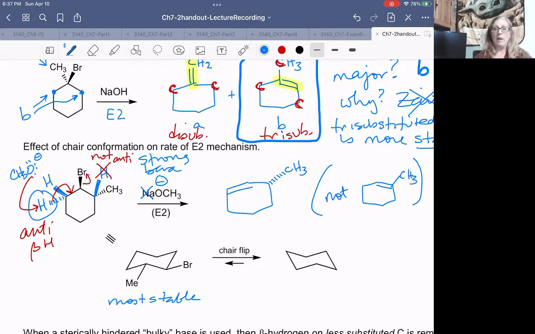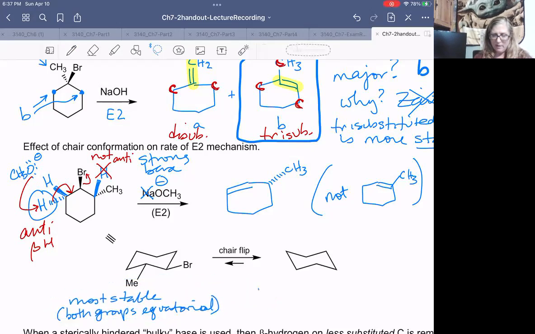And that's because both of my groups can be in what kind of position? Remember, we have axial and equatorial positions. In this case, both groups are equatorial. So that's a good thing. That's where our groups want to be. Okay, unfortunately, I can't do an E2 elimination if my leaving group is equatorial. What's going to happen is I have to do a chair flip.